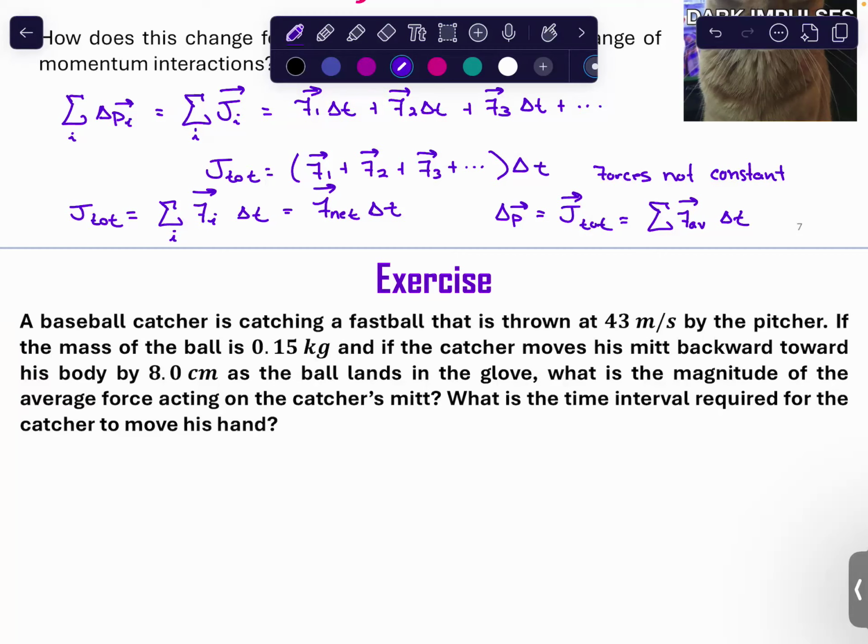Yeah, 96 is pretty good. Pretty good. It's not the fastball you might get hit by.